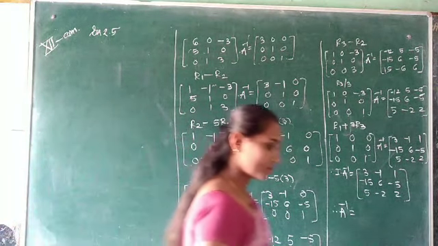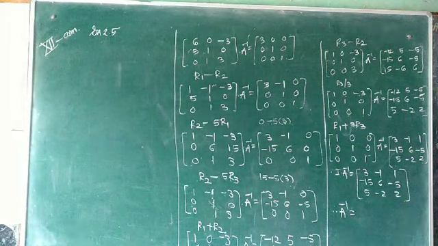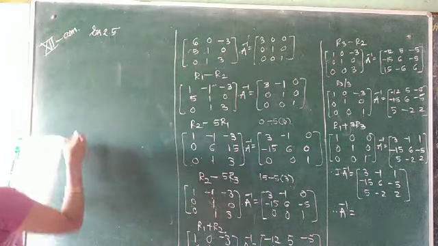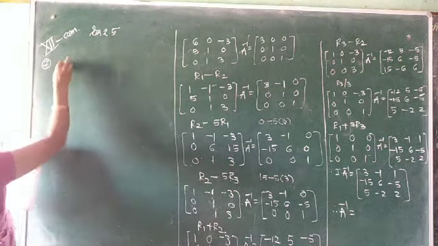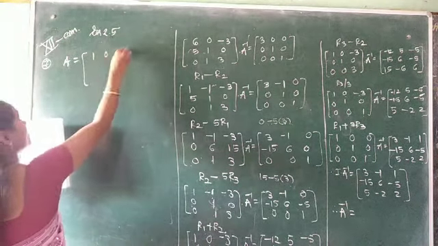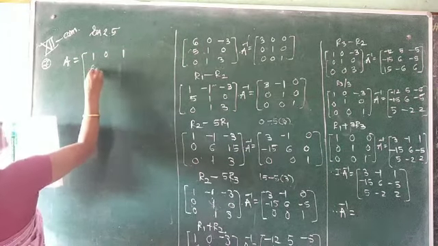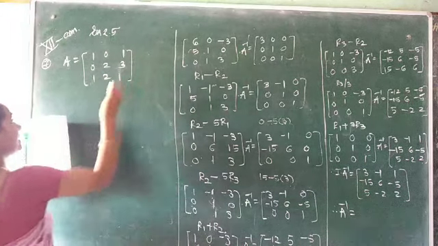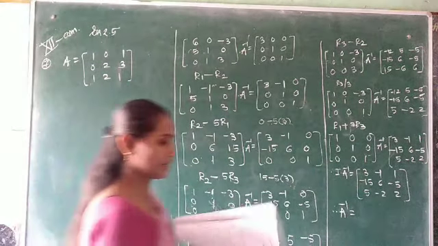Next question, question number 7. Find the inverse of A by using column transformation. A is equal to [1 0 1; 0 2 3; 1 2 1], by the elementary column transformation method.